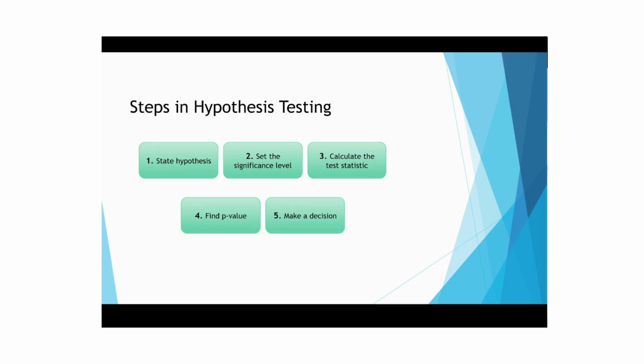Step 5, we make a decision. We compare the p-value to the significance level. If the p-value is less than alpha, we reject the null hypothesis. If not, we fail to reject it. Step 6, we interpret and conclude. This is where we interpret the result in context. We explain what the decision means for the original research question or business problem.